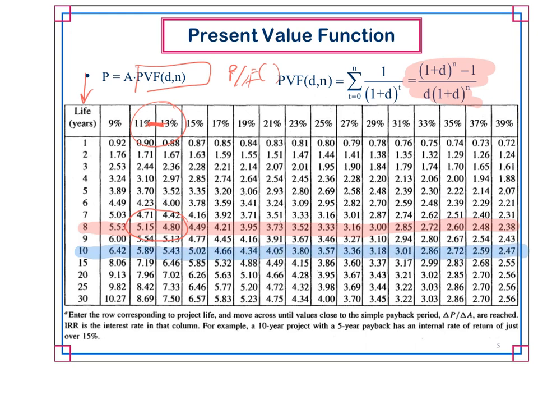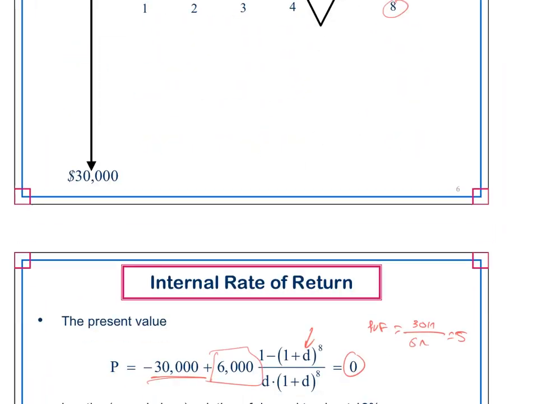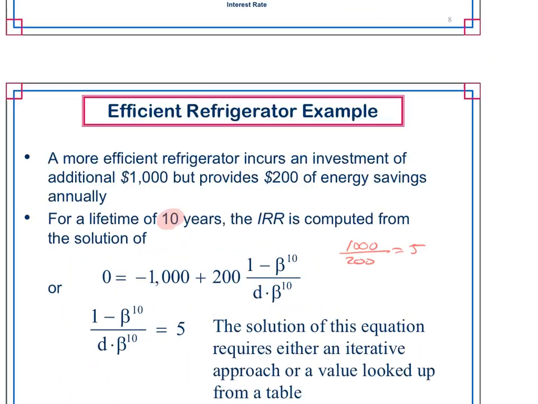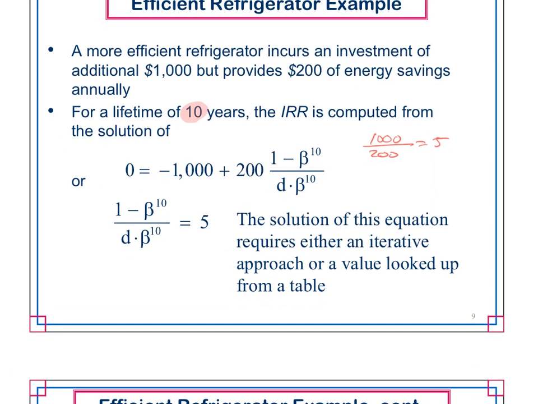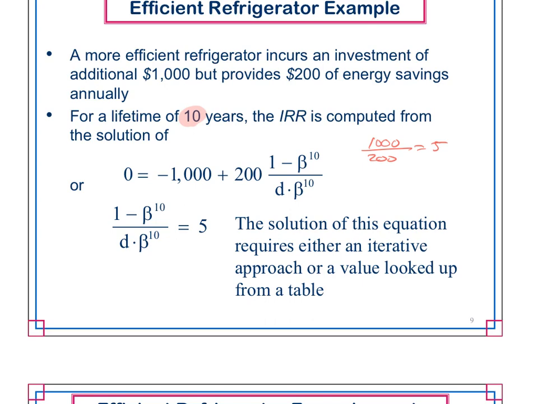And I'm going to look at where it's closest to 5, and you can see it's approximately 15% would be my interest rate for a 10-year return. So this has an effective interest rate, the solution of about 15, okay? So your IRR in this case is approximately 15%. All right, that's by looking up the table.